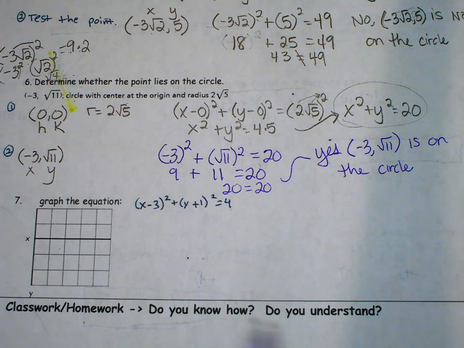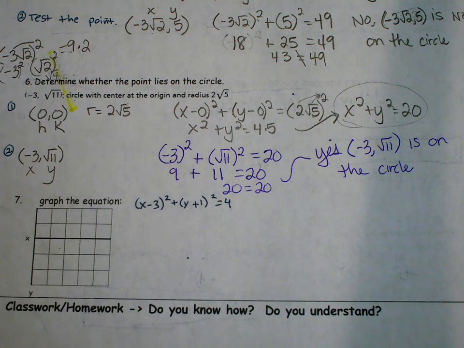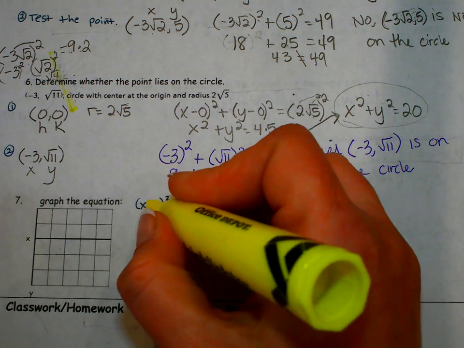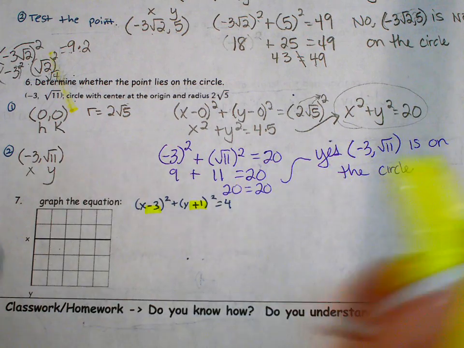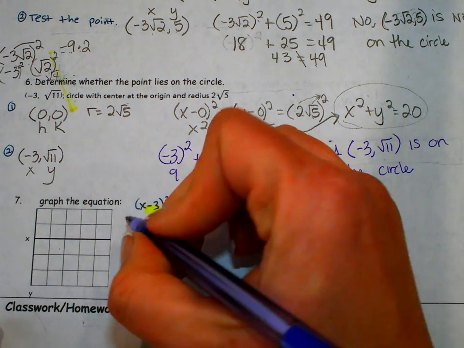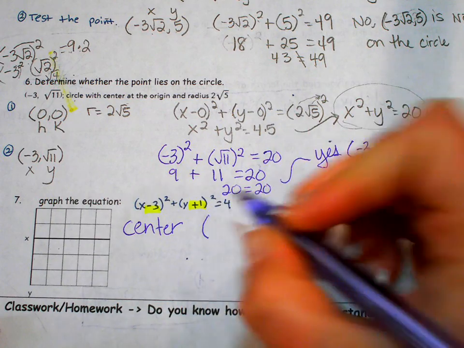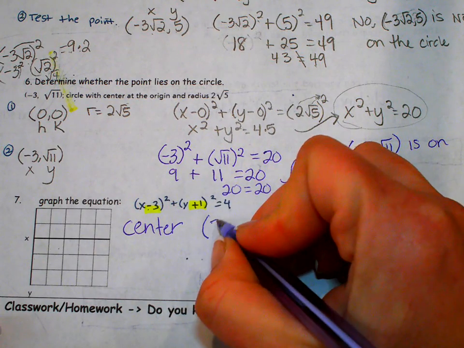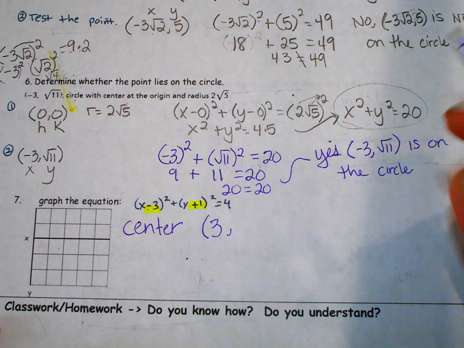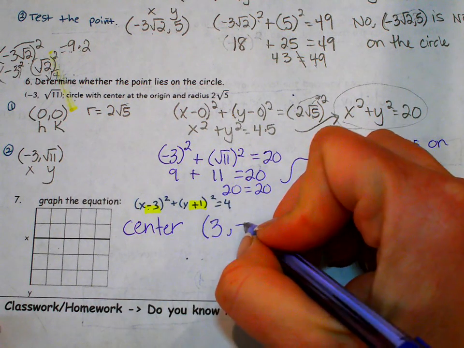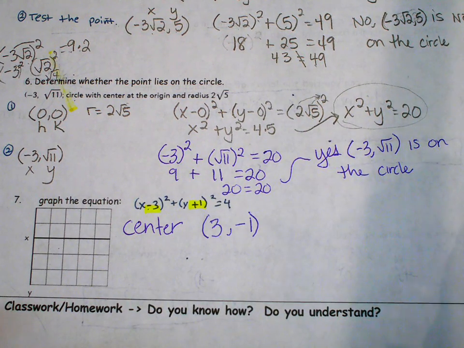Number 7, here we go. So for number 7, I now get to start graphing. And it's so easy, you guys, because I look at my h and my k. I do the opposite sign. H, it's negative 3 here. Opposite sign means positive 3. K, it's a positive 1 there. Opposite sign means that my k is negative 1.